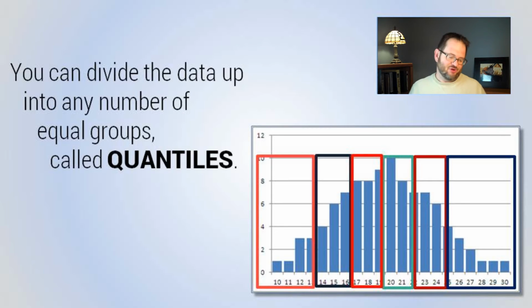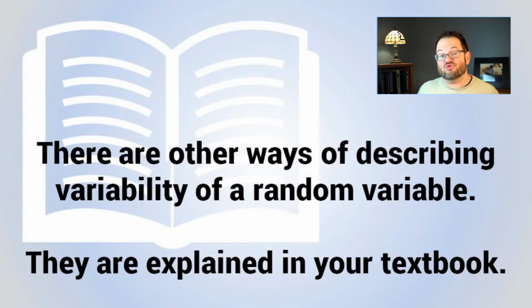And speaking of the textbook, there are other ways of describing the variance, or the variability, of a data set that are described in the textbook. The lectures are getting long enough. We don't need to go into all the details. If we need to compute some of those other measures of variance, they're in the book. We'll direct you to the pages.